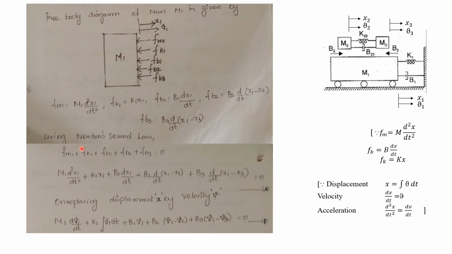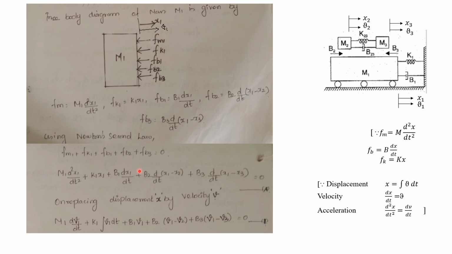Now, using Newton's second law, in this mass, what about the applied force? Here there is no applied force. All the forces are opposing forces. Now, the sum of all the opposing forces will be equal to 0 because there is no applied force here. Now, we have to substitute all the values of opposing forces in this equation and we will get the equation like this. So, this will be equation number A. That's a differential equation.